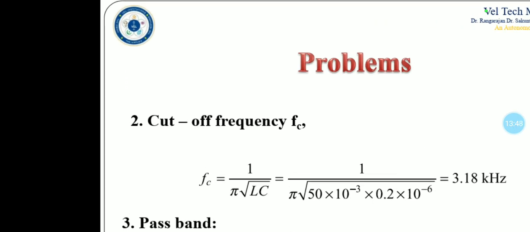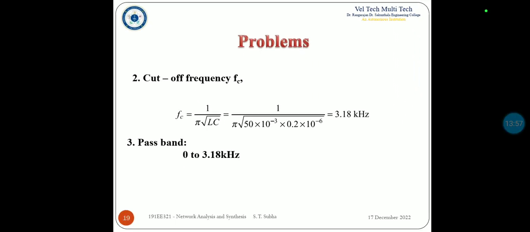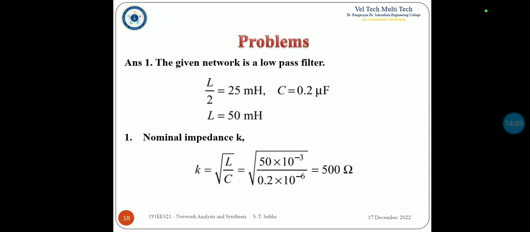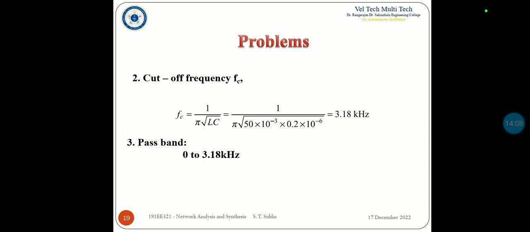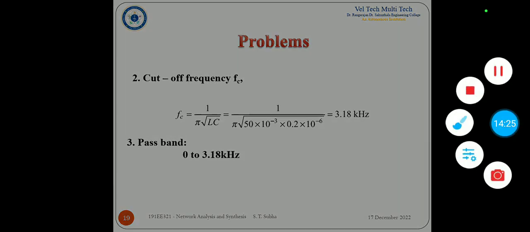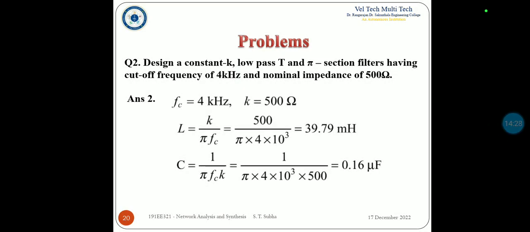Second, the cutoff frequency. Cutoff frequency for low pass filter will be equal to Fc is equal to 1 by pi square root of L into C. Substituting the values for L and C, we can get 3.18 kilohertz. Now, nominal impedance k is equal to 500 ohms and cutoff frequency will be 3.18 kilohertz. Now the pass band. Since this is low pass filter, pass band will be from 0 to cutoff frequency. Here since the cutoff frequency is 3.18 kilohertz, pass band will be from 0 to 3.18 kilohertz.